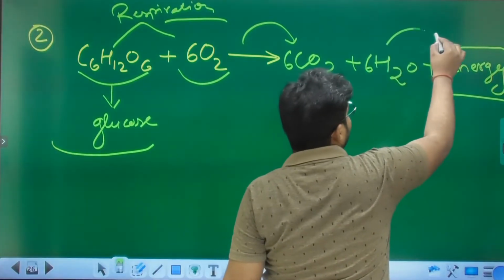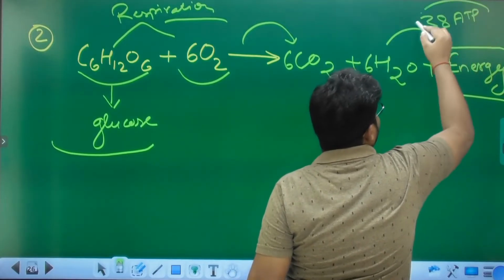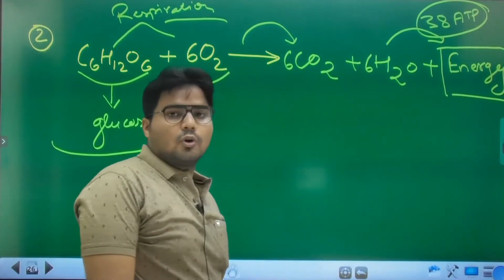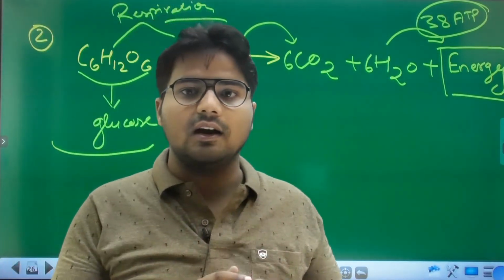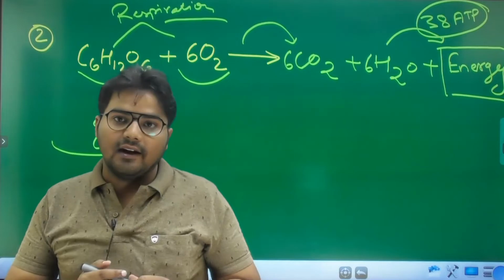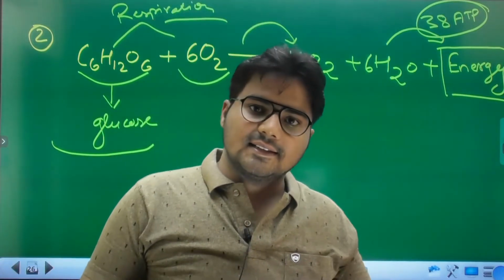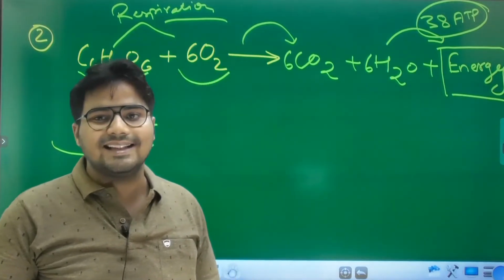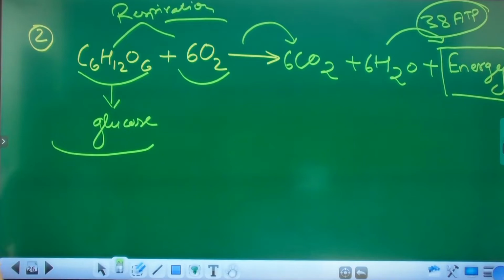So when glucose is combined with 6O2, it forms carbon dioxide and water and a certain amount of energy. How much energy? This is 38 ATP. Clear? 38 molecules of adenosine triphosphate are stored in our mitochondria, and whenever our body requires energy, it is sent to the cells and consumed by our cells for giving us energy.